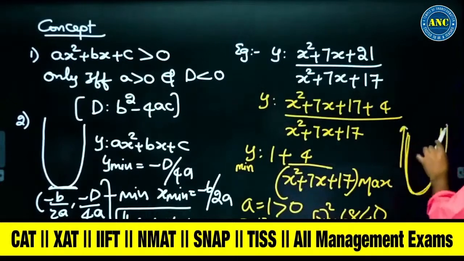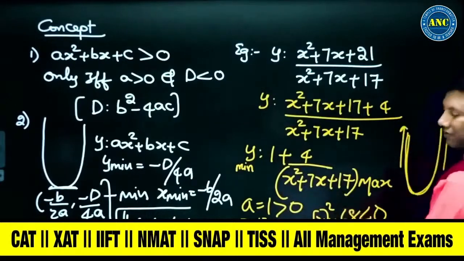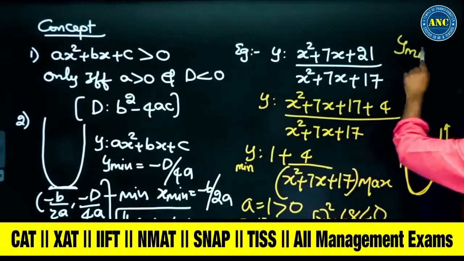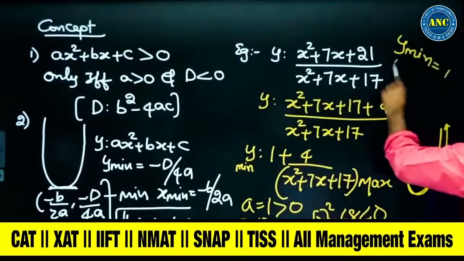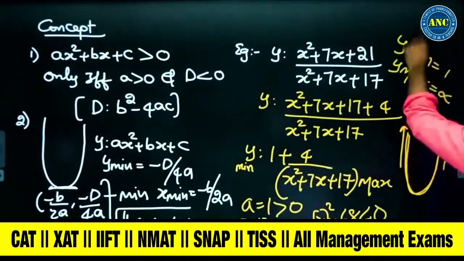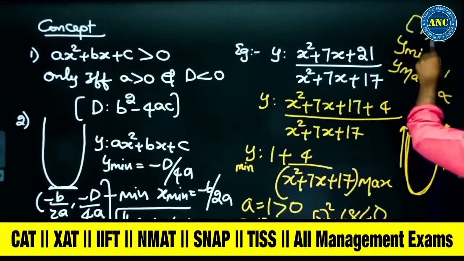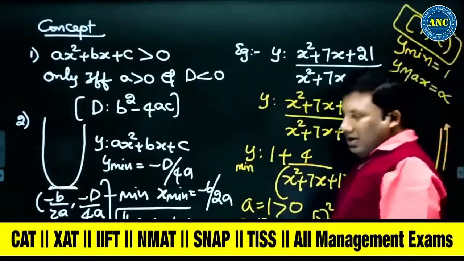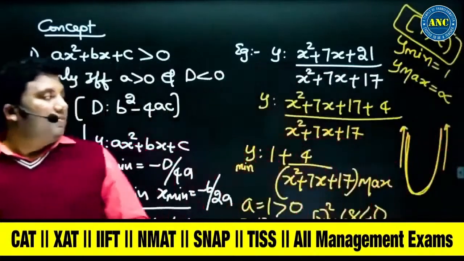Maximum will be plus infinite. 1 by infinite tends to 0. So y minimum will be 1. Y maximum will be, it is shooting up to infinite. So the interval is 1 comma infinite. This is the representation. I hope the idea is clear.